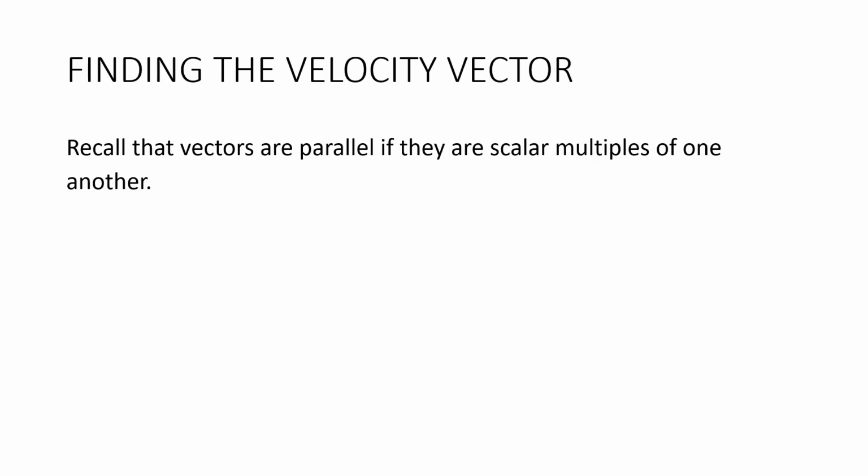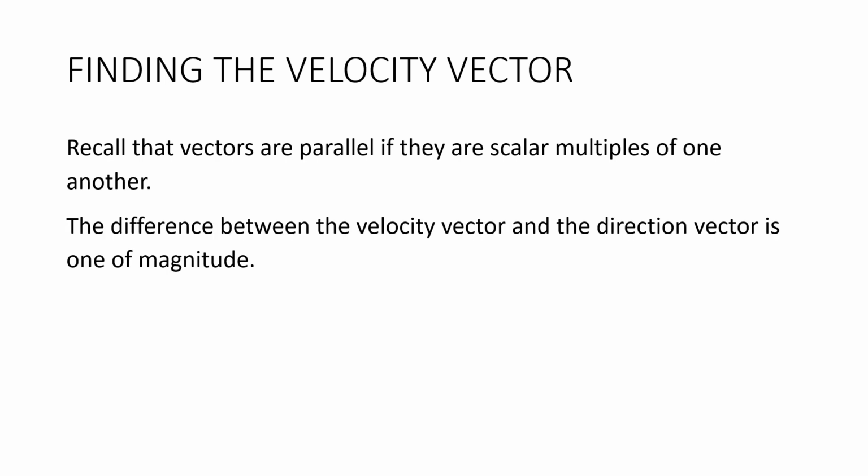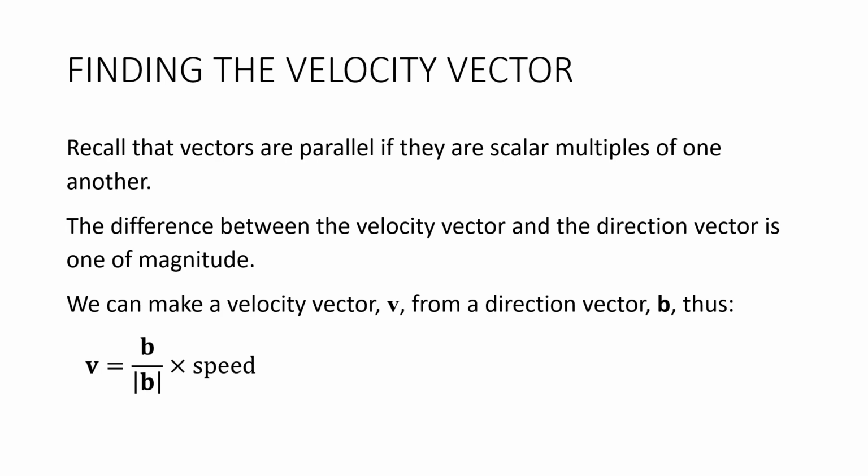Now we might be in a situation where we need to find the velocity vector. And we can do that easily from the direction vector. Recall that vectors are parallel if they are scalar multiples of one another. And here's the thing, the only difference between the velocity vector and the direction vector is magnitude. So to form the velocity vector, we take our direction vector, divide by its magnitude, and multiply by the speed. And this is really useful because the velocity vector tells us how far the object moves in each direction in 1 unit of time.